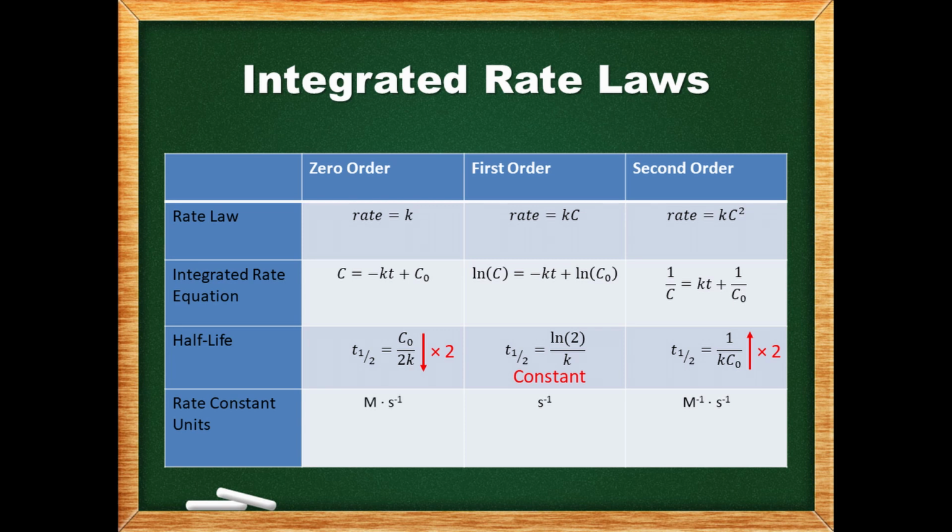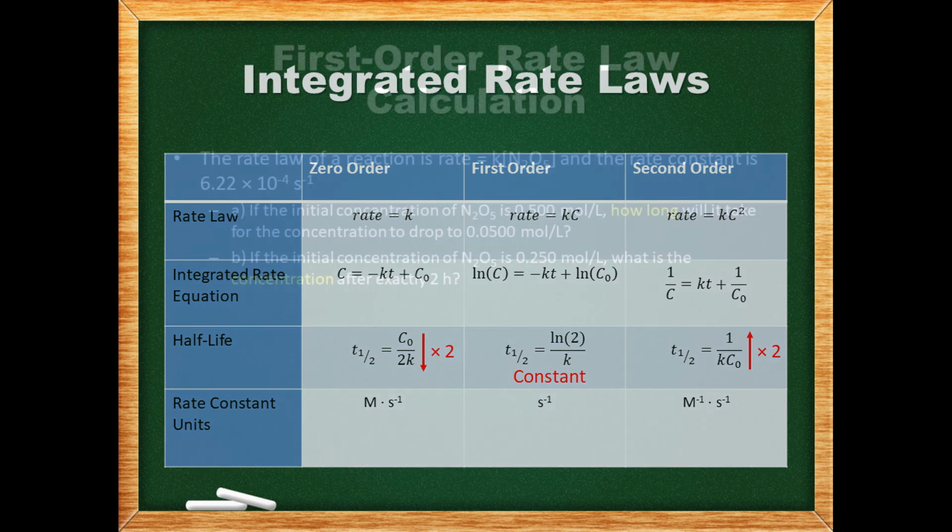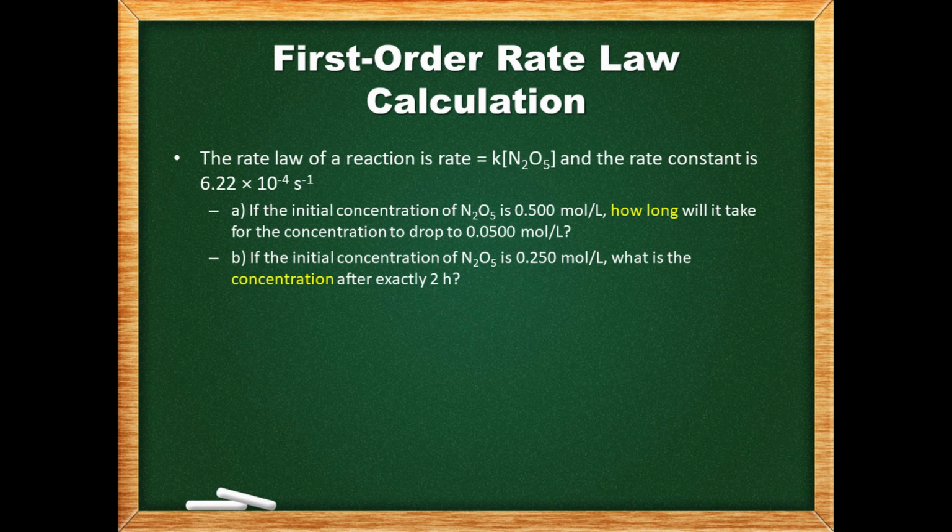For all 3 of these reactions, the half-life is inversely proportional to the rate constant. The larger the rate constant, the shorter the half-life, which makes sense because a larger rate constant means the reaction will go faster. Now we will try out some calculations related to these concepts and equations.